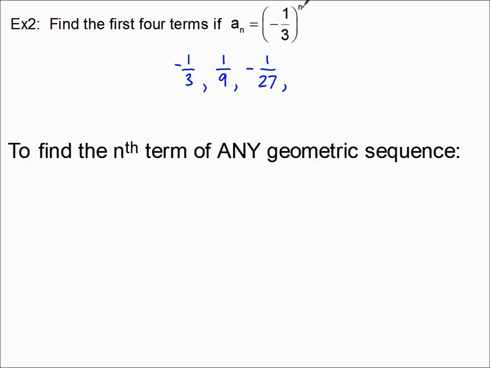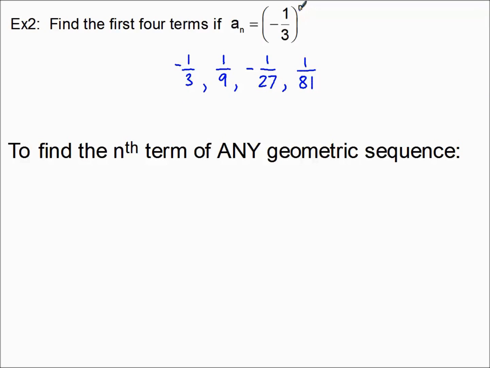And then the last one, plugging in a 4, raising to the 4th power becomes a positive, and I get 1/81. So you can see for geometric patterns that you can alternate your signs. And whenever you're alternating your signs, you must have had a negative base. Now the odd terms are negative because the exponent is simply n.